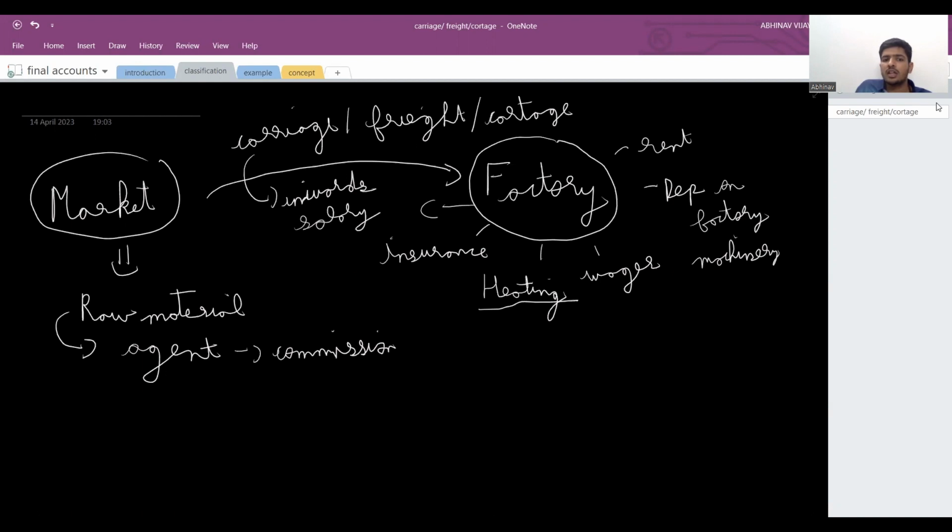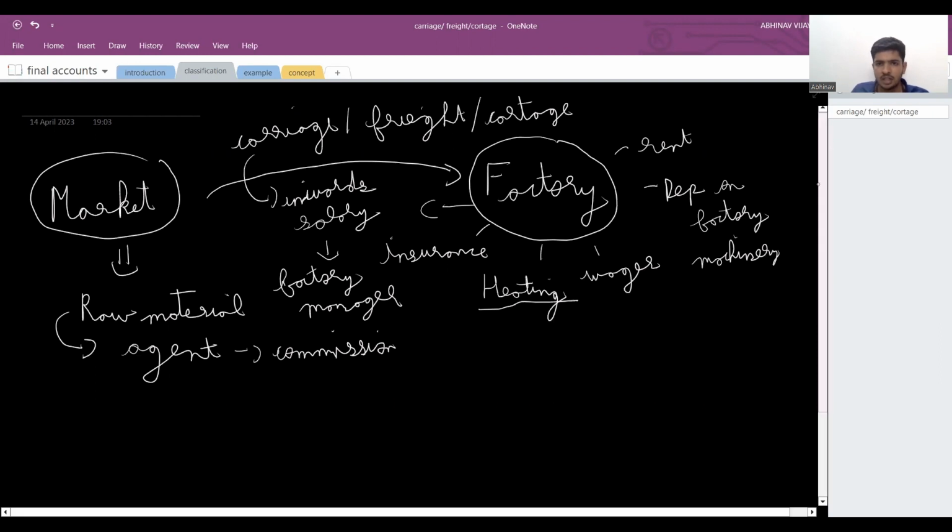Now another question I get: why do I pay salary here? Because they're only workers. See, the factory will have a manager, right? That factory manager, you don't pay wages to him, you pay salary. So that is the salary of the factory manager, right? Clear? Now this is the factory.